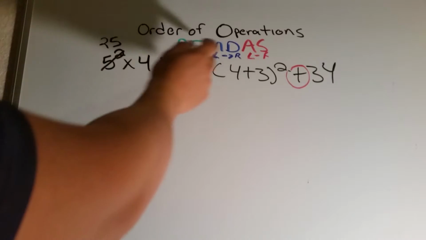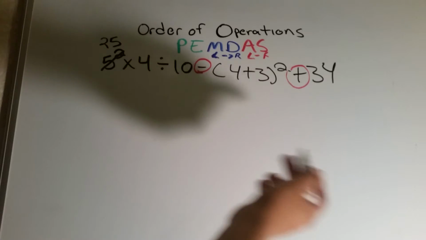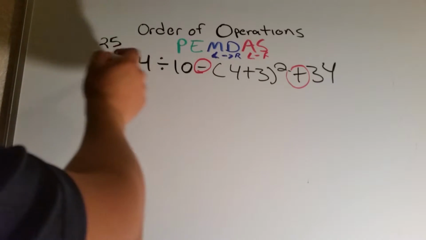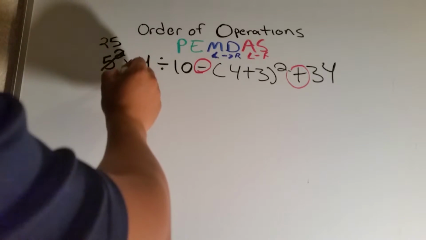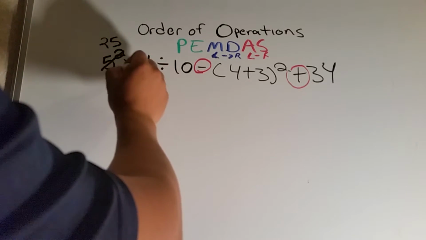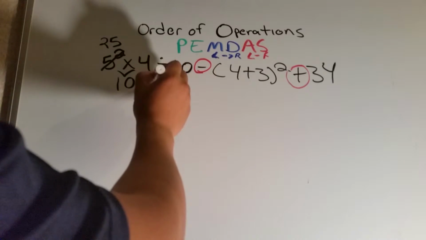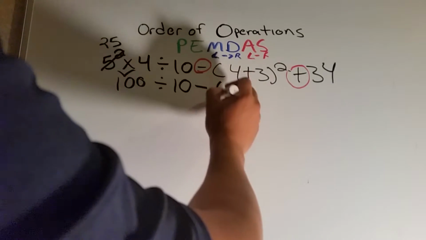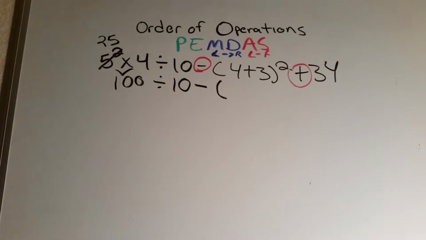Now 25, multiplication and division, whichever comes first from left to right. Multiplication came first this time, so it's okay to do it first. 25 times 4 is going to give us what? It's going to give us 100. So we're going to bring this down. It's going to give us 100. We're going to bring this sign down. We're going to do the next step. You've got your subtraction. Let's see if we can solve for this right here.